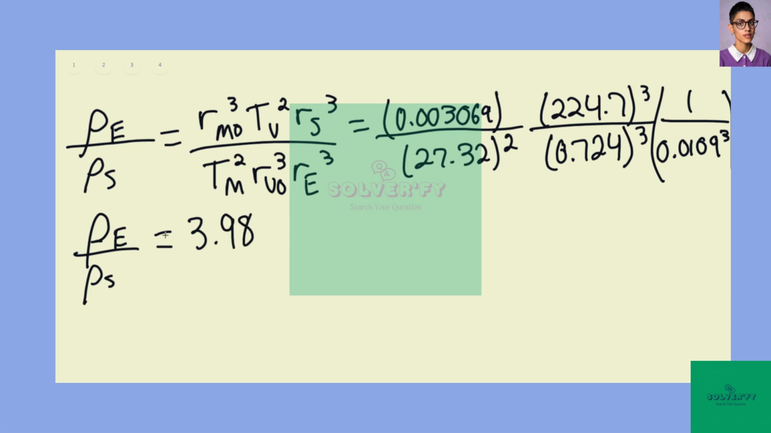So we can see that the density of Earth is almost 4 times as great as the density of the Sun. And so this would be our second final answer.